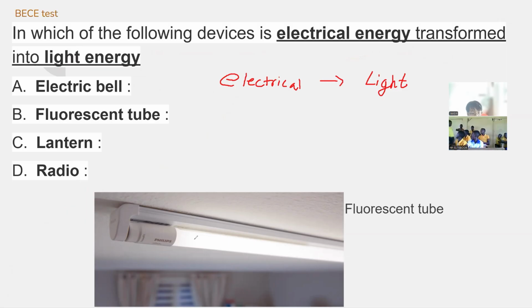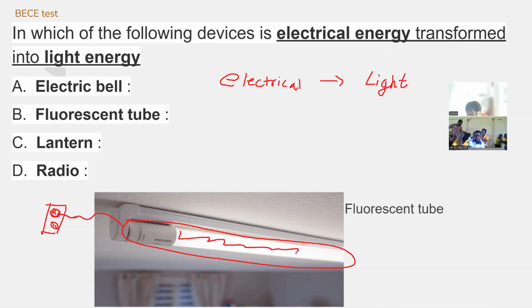A fluorescent tube is something that looks like this. B. And yes, that is right. All the rest do not really involve electrical energy. A fluorescent tube uses electrical energy that is connected to the outlet. Here is a wall with outlets that you connect it to. And then that electrical energy is transformed into the light energy that we see.